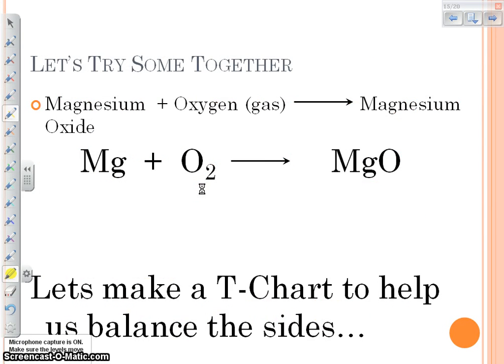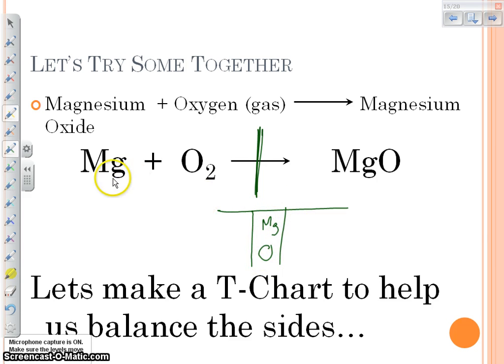Okay, so let's try this out. Now, realistically, everything I give you is going to come, and I like drawing a line there to show you a breaking point, but I'm going to do everything in T-charts. Okay, so I've got magnesium and I've got oxygen. On the left side here, I have 1 magnesium and I have 2 oxygens. On the right side, I have 1 magnesium and 1 oxygen.